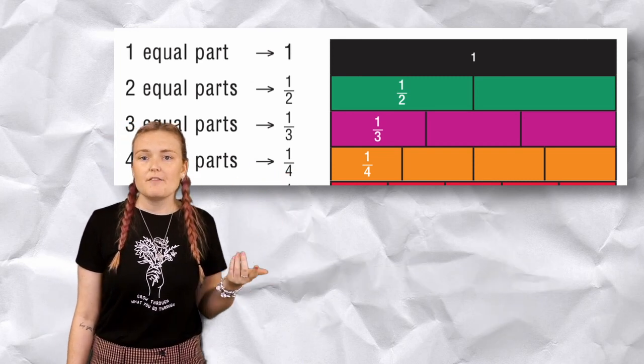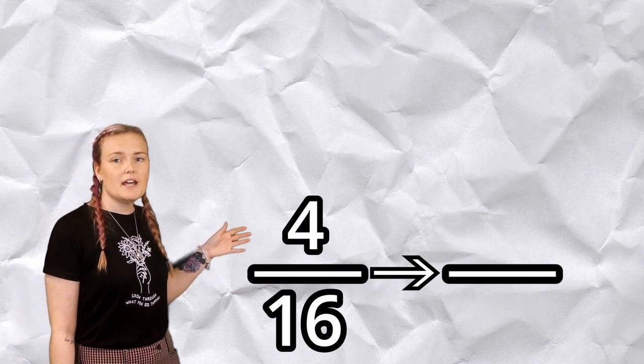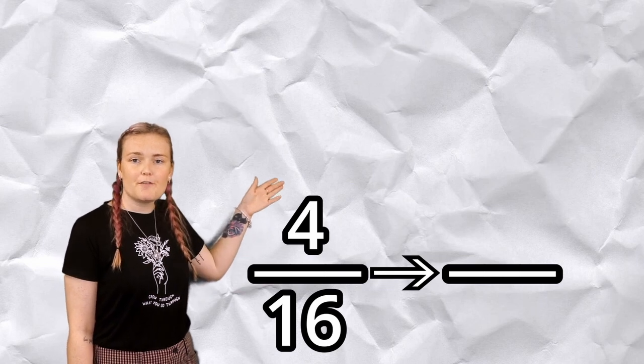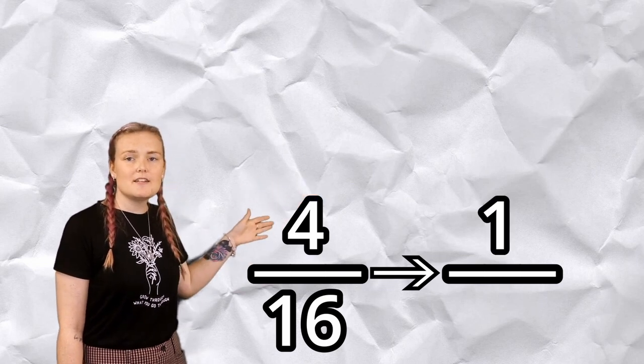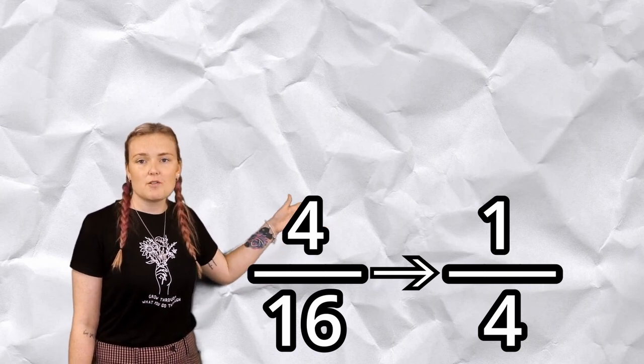Going the other way, if I've got 4 out of 16, then all I need to do is do the same to the top and the bottom. I could divide them by 4. 4 divided by 4 is 1, and 16 divided by 4 is 4. So 4 out of 16 is equivalent to 1/4.